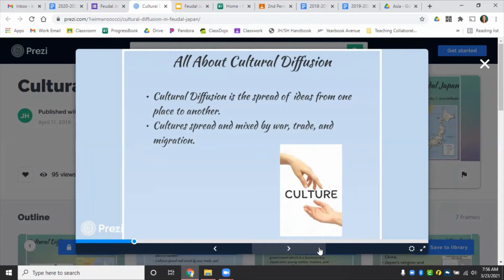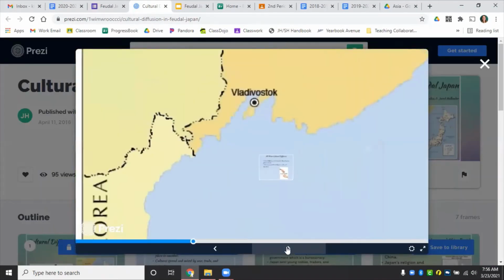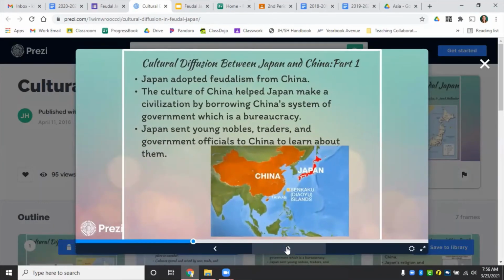We are specifically looking, though, if we look back at our Google form, for 5 ideas, not religion, since we already talked about Shintoism and Buddhism above, that Japan got from China. We listed China as one of the 2 places that spread ideas into Japan. So we want to look specifically at what some of those ideas were that spread from China into Japan. So we're going to look at the next slide here. And here is where it starts.